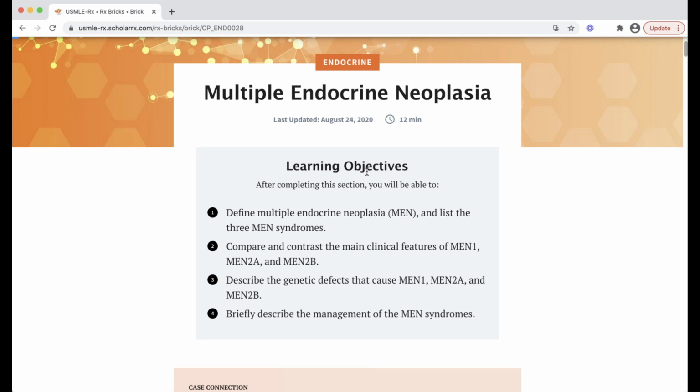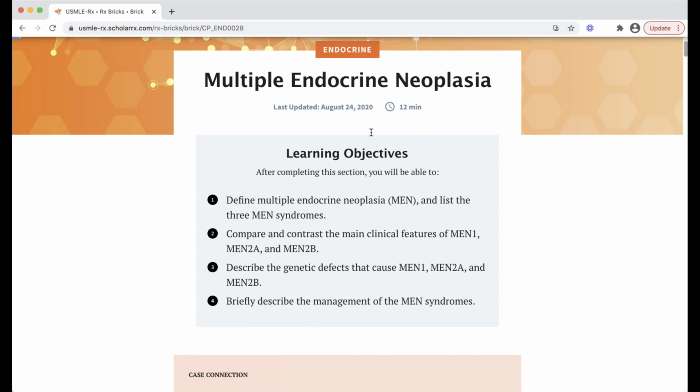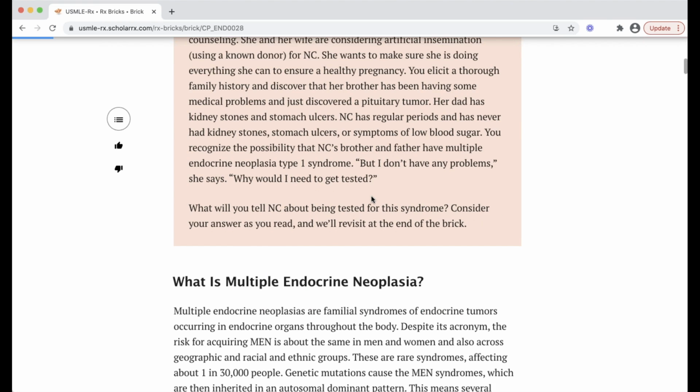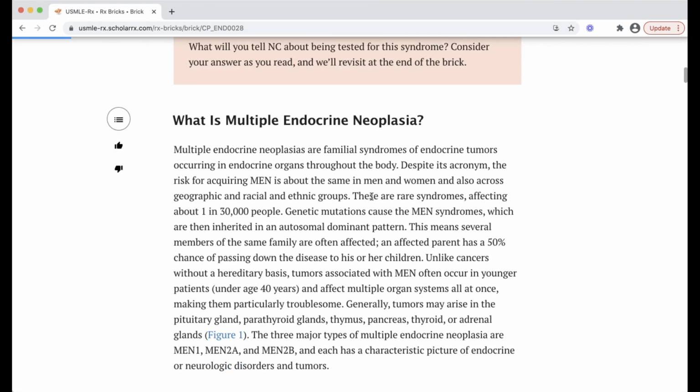As you can see, each brick starts off with learning objectives, right? So these are the 4 learning objectives that we're trying to accomplish here with this brick and what you should walk away learning. Estimated time to complete this brick is approximately 12 minutes. We begin with the case connection to bring this material to life. And so we start with this case connection, and then we'll tie it back together with the case connection here at the end. So we start with MEN, right?